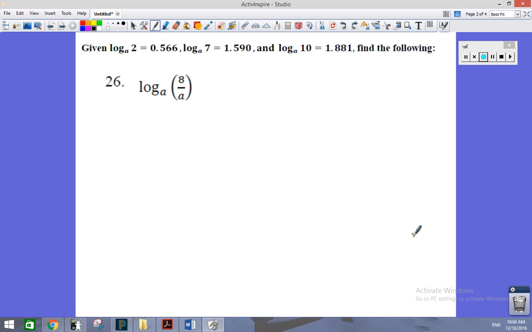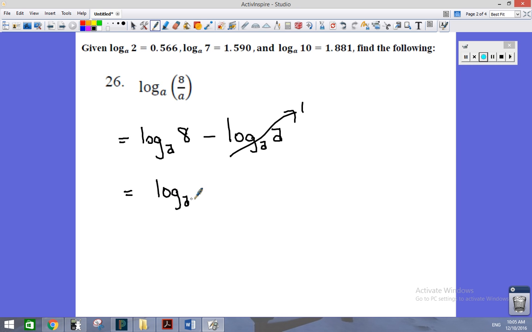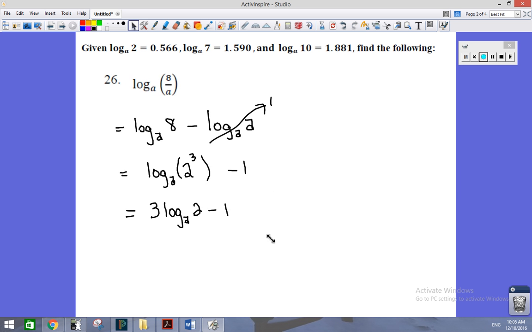Here I have the log of a quotient, and by the quotient rule, I can write this as log base a of 8 minus log base a of a. Log base a of a I know is the number 1, and 8, I can rewrite 8 as 2 to the third power. So I have 2 to the third power minus 1. I've got the power rule that says that 3 can come out in front as a coefficient, and they've told me to estimate log base a of 2 as that decimal number.